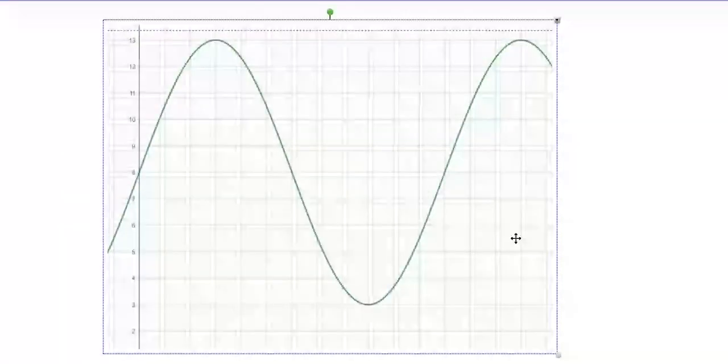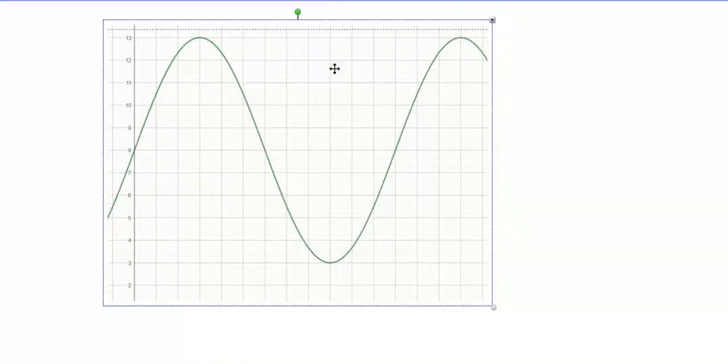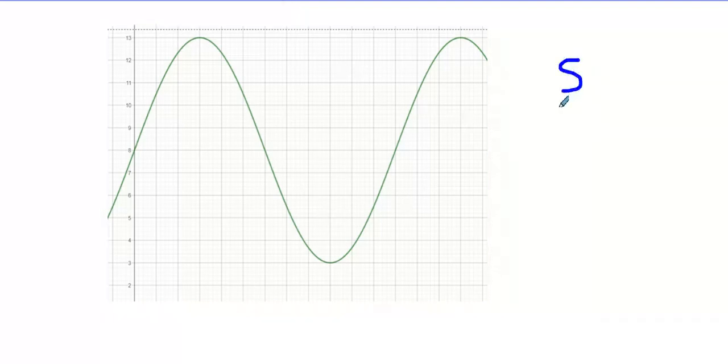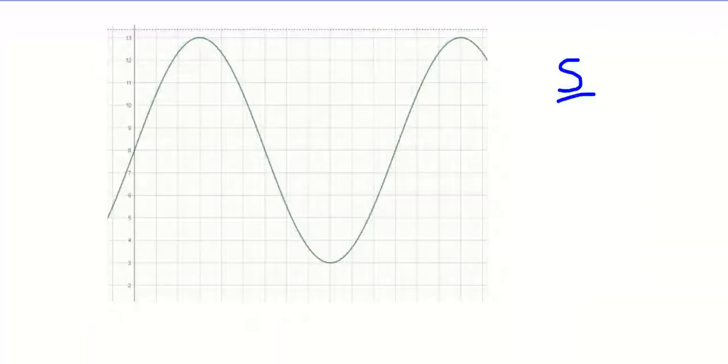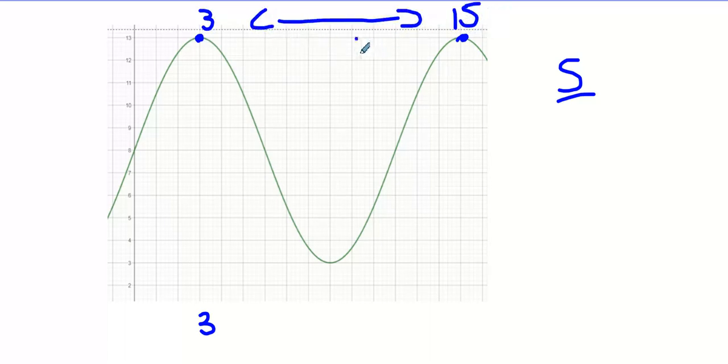So here's your graph here. Okay. Now, we drew the graph. That's 5 marks. Now, what's the next question it wants from us? Find the period. Well, the period happens every... So what's here to here? That's 3 to 15, which is a period of 12.